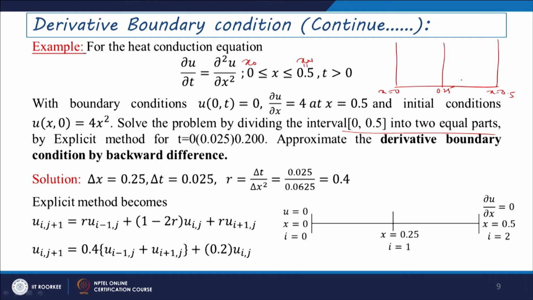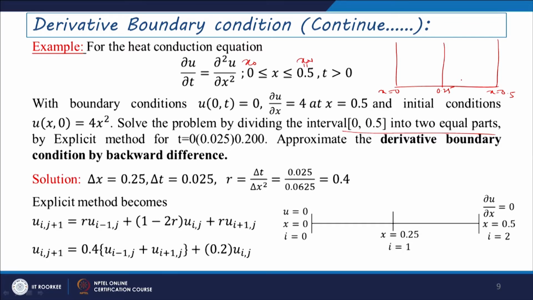So the problem statement is: for the heat conduction equation del u by del t equals del square u by del x square, x lies between 0 and 0.5, t greater than 0, with boundary conditions u of 0, t equals 0, del u by del x equals 4 at x equals 0.5, and initial condition u of x, 0 equals 4x square. We have to solve this problem by dividing the interval 0 to 0.5 into 2 equal parts by the explicit method for t equals 0, 0.025 up to 0.200. Approximate the derivative condition by backward difference, as given. So we write del x equals 0.25, del t equals 0.025.